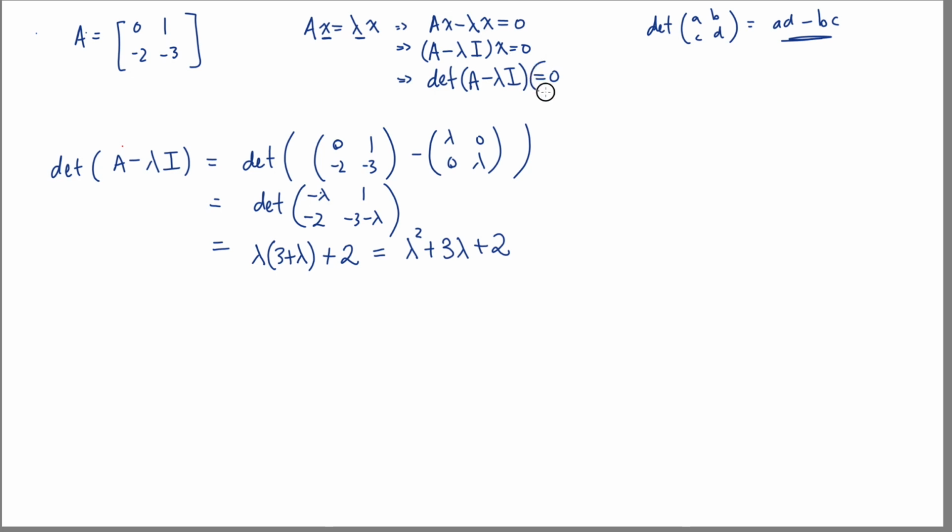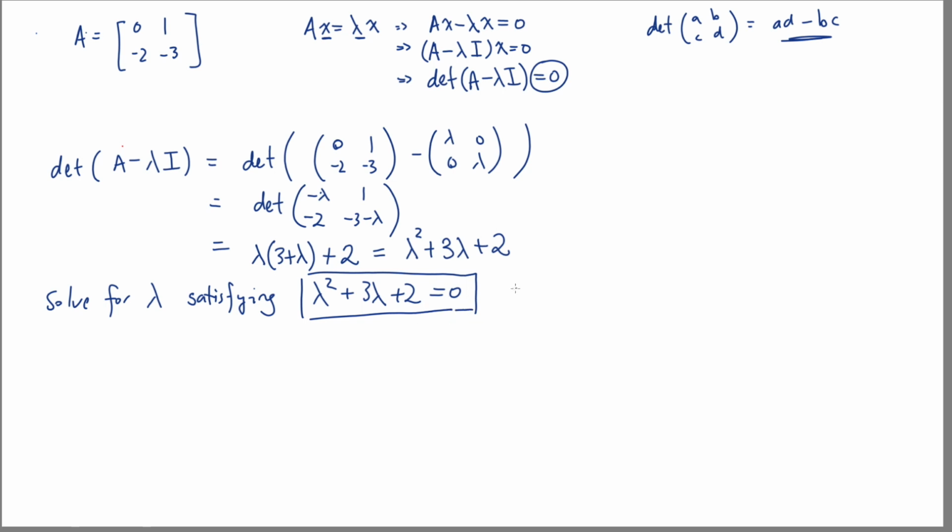Okay, and remember what we're trying to solve. We're trying to solve for the determinant equals 0. So we need to solve for lambda that satisfies, so satisfying lambda squared plus 3 lambda plus 2 equals 0.